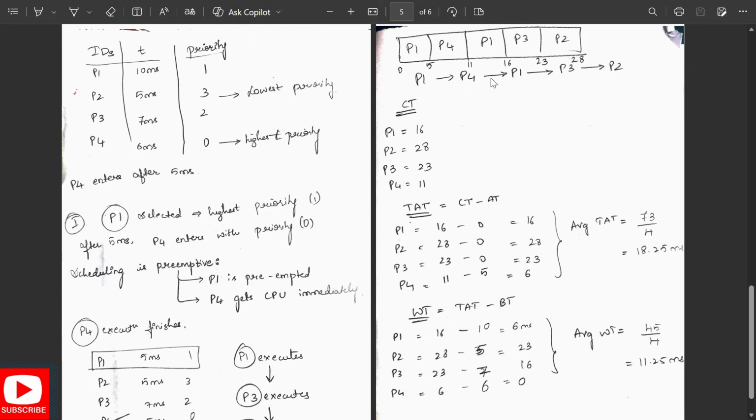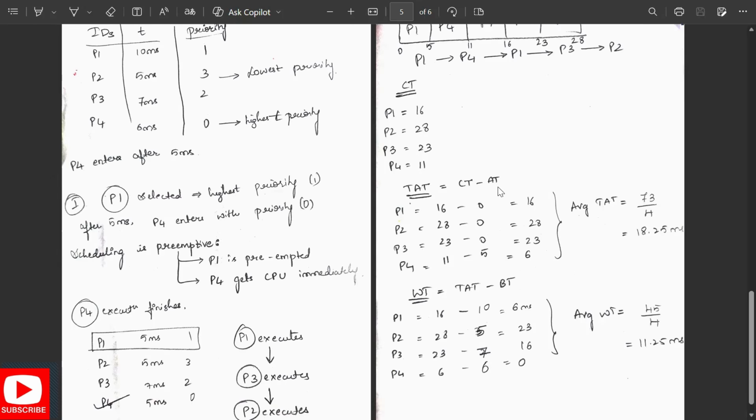Now for the completion time: P1 ended at 16, P2 ended at 28, P3 ended at 23, and P4 ended at 11. TAT is CT minus AT. In the AT, the first 3 are 0 and the fourth one arrived after 5 milliseconds. You have to mention that, subtract it, and you will get the TAT. For the WT, subtract the burst time from the TAT. Burst time is given in the question itself.